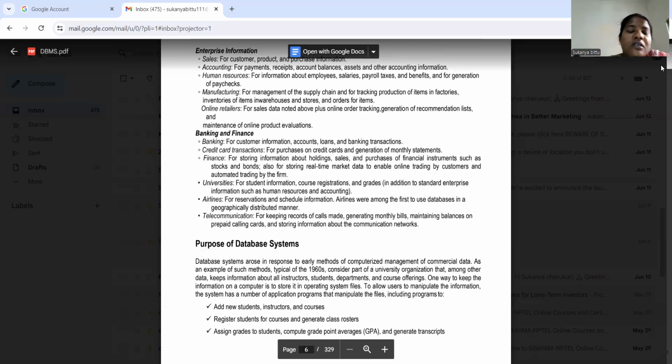Next, universities: student information, course registrations, and grades, in addition to standard enterprise information such as human resources and accounting. Next, airlines for reservations and schedule information. Airlines were among the first to use databases in a geographically distributed manner. And telecommunications: keeping records of calls made, generating monthly bills, maintaining balances on prepaid calling cards, and storing information about the communication network.